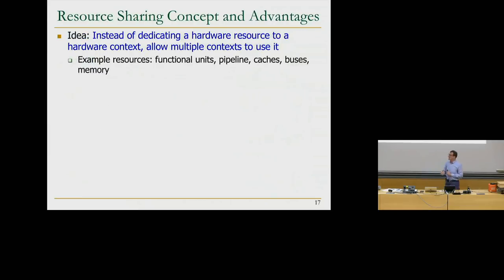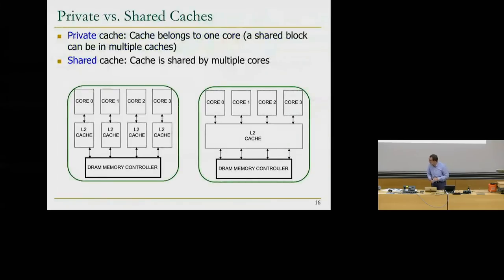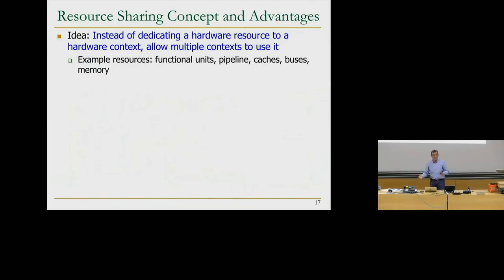I'm going to step back to a higher level. This is really an example of resource sharing. In this case, you have a private cache. In this case, you have a shared cache. This is your private resource, your shared resource. So what is the general idea? Instead of dedicating a hardware resource to a single hardware context, allow multiple hardware contexts to use that resource. Caches are one example of the resource, but this resource could be functional units, pipeline. We've seen pipeline, right? You don't dedicate the entire pipeline to a single thread, but you do fine-grained multi-threading on it. That's an example of a shared resource also. But this is true for buses and memory as well.